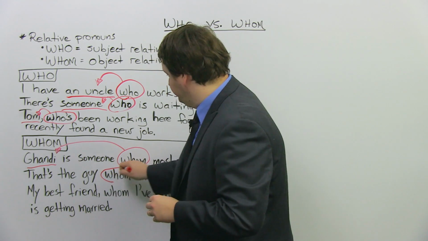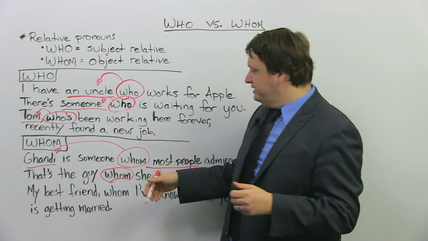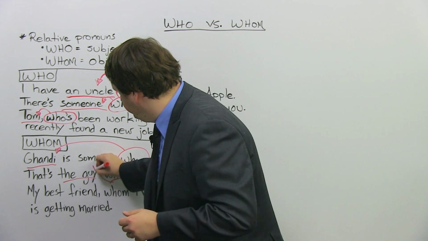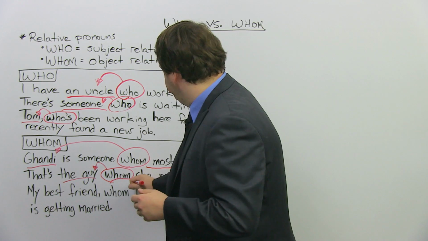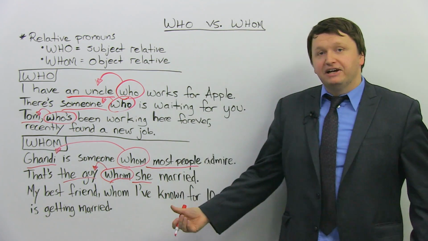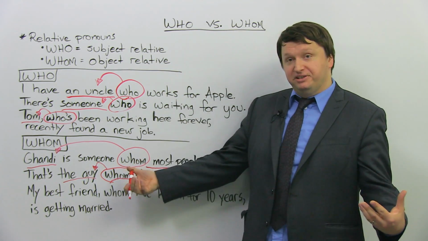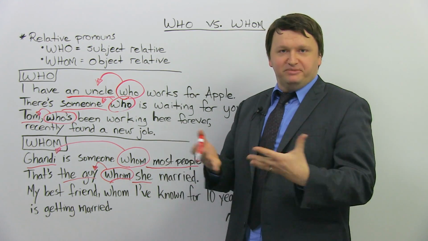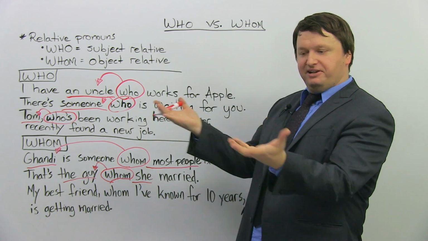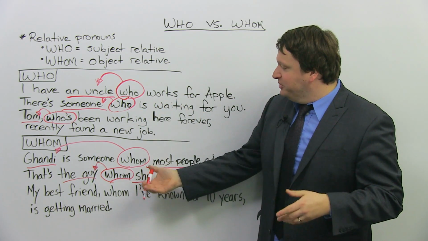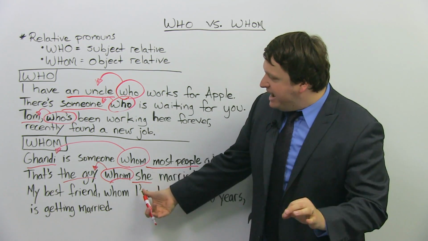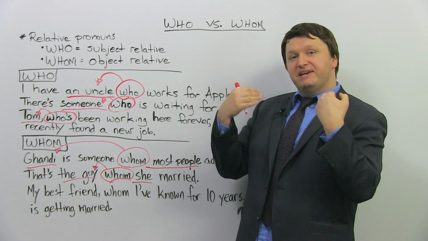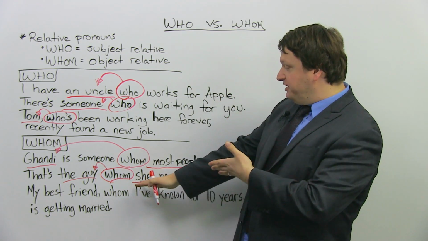We see whom. Who does whom relate to? Yes, we are talking about the guy, but the guy is receiving the action. He's actually an object here because she married him. Now, I don't mean that the man is an object and the woman is an object in many cases, so I don't mean any of that, but grammatically, that's the guy whom she married. The guy is receiving the action of marriage from her.